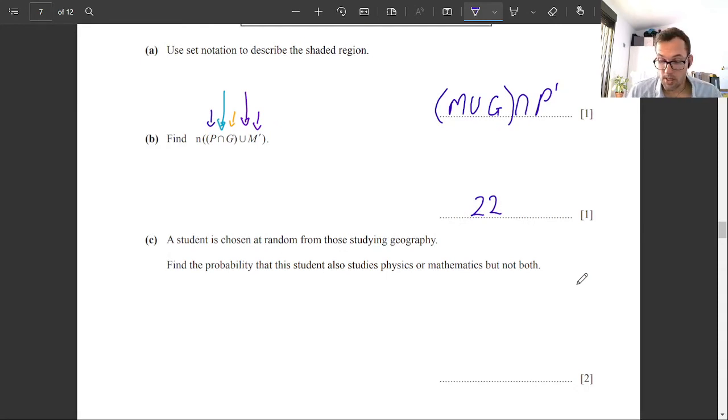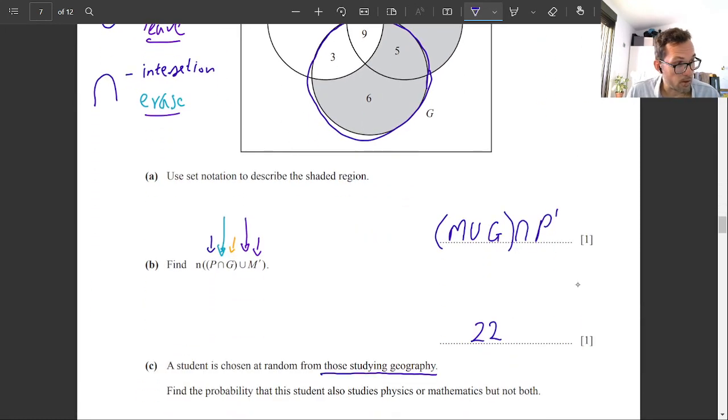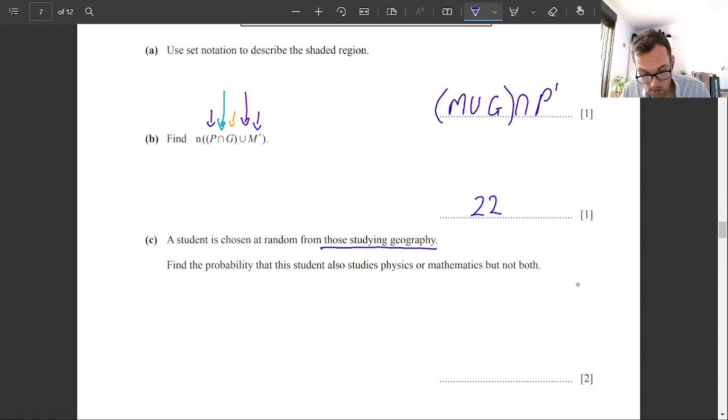Question 16c, a student is chosen at random from those studying geography. Often in the exam, the students just leave out that part. You just ignore it. From those studying geography. So those studying geography, they're only picking a student from all of these students. So how many students study geography? 6 plus 5, 11 plus 9 is 23 of them, right? 23 students study geography. So we got a total of 23 students.